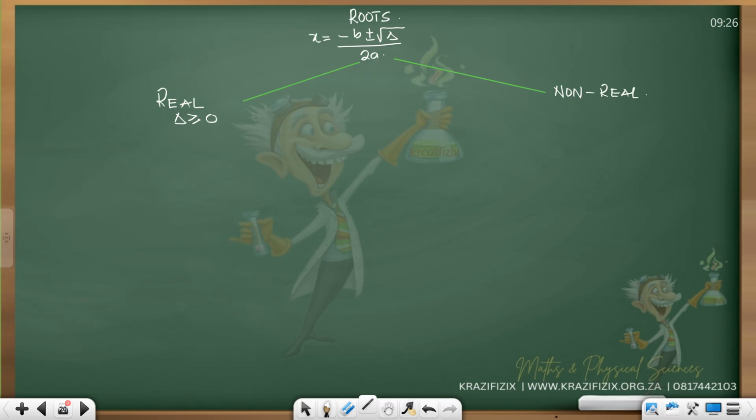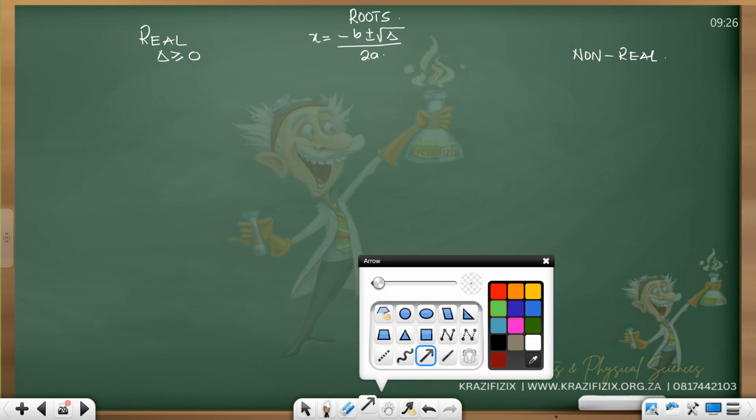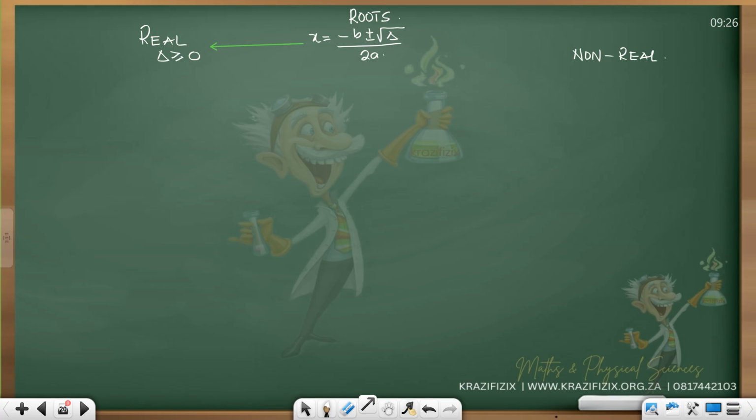Roots would either be real or non-real. I want to draw it with a different shape, so that I can have enough space. That's why I said don't write. I want you to just listen to me, and I'll give you time to write.